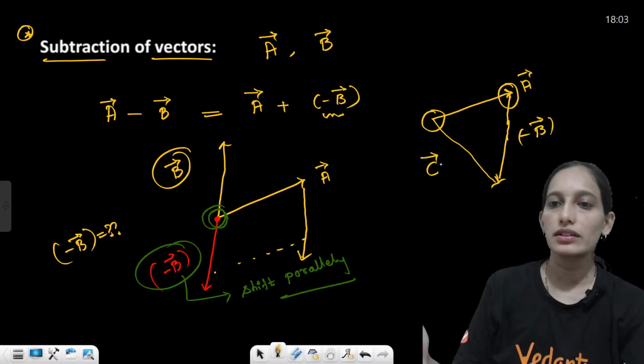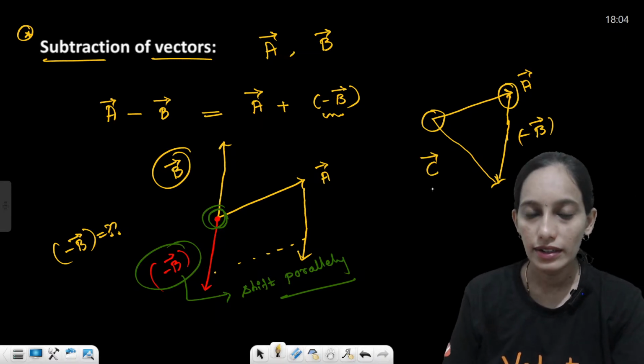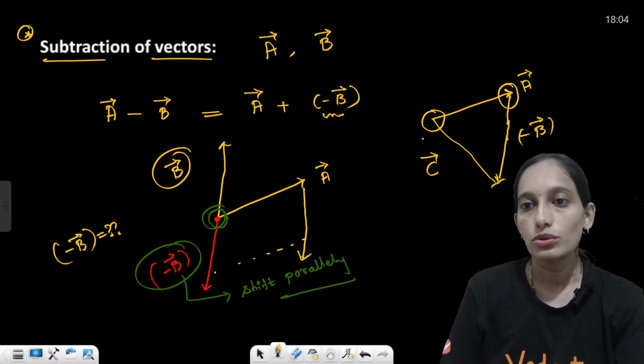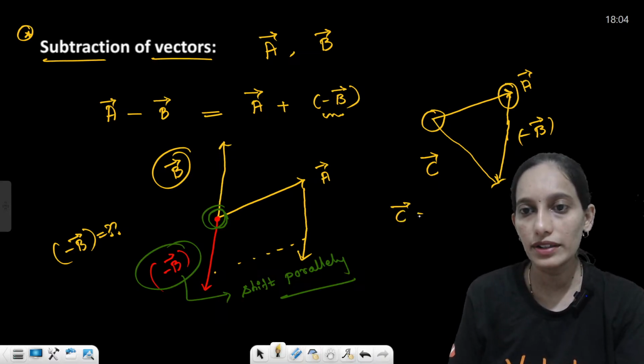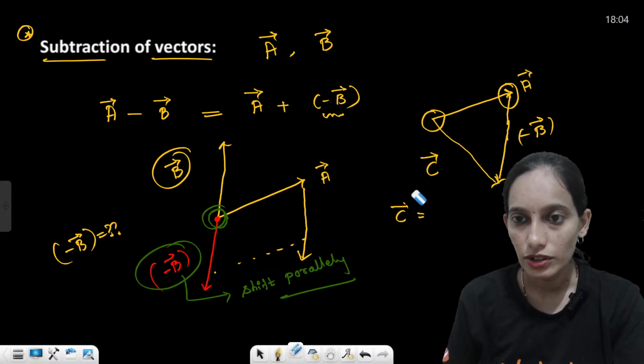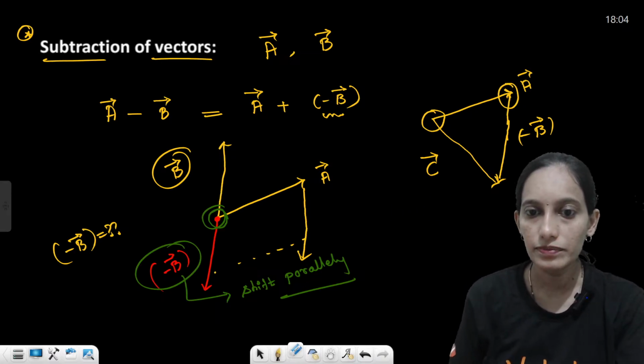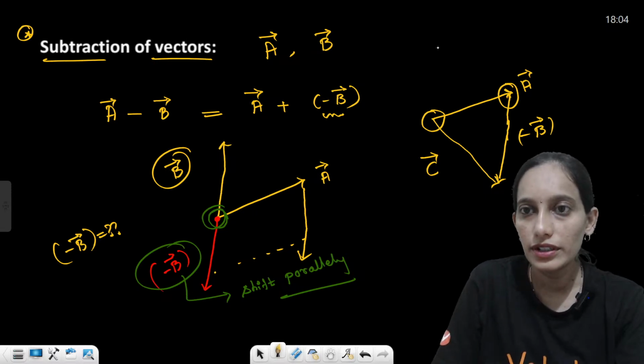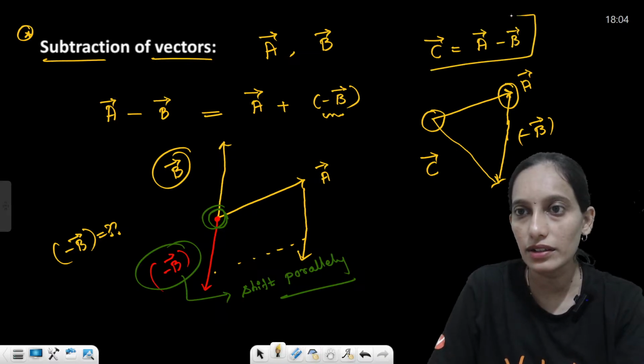You can choose any vector, okay? I am just representing it as c vector. So this is how we can write, c vector, okay, let me just write on top, you may not be able to see this. So here we are having c vector is equals to a vector minus b vector, okay?